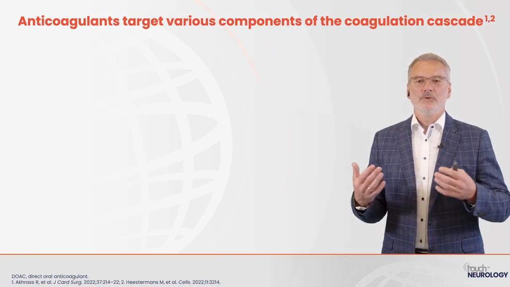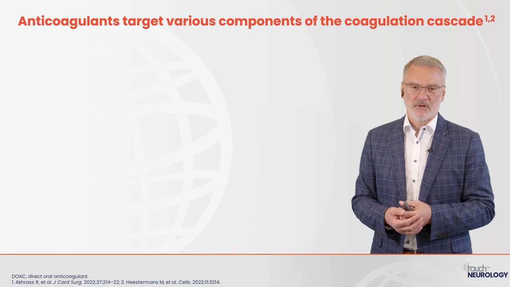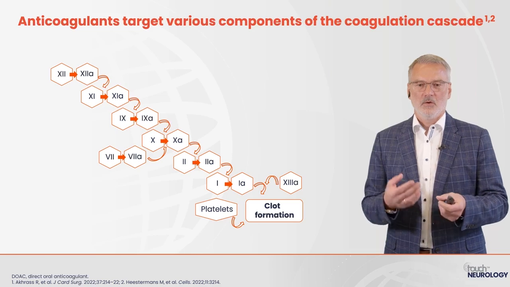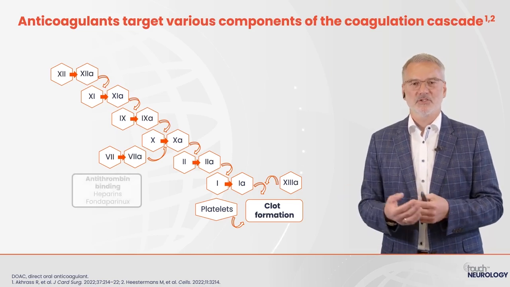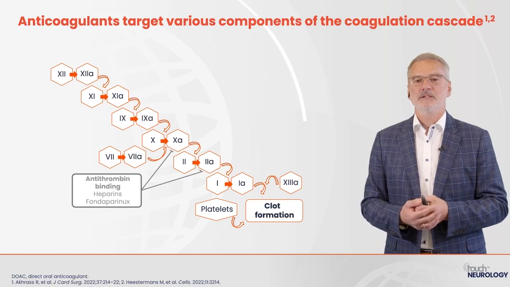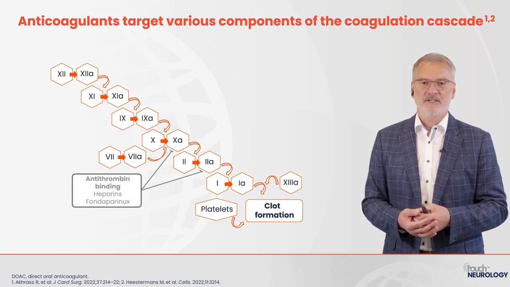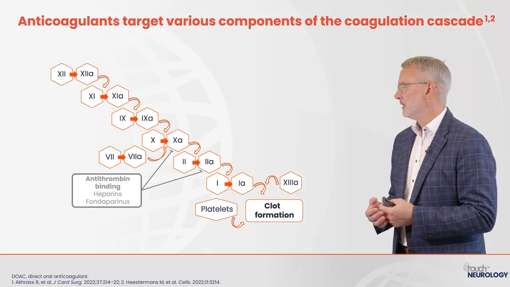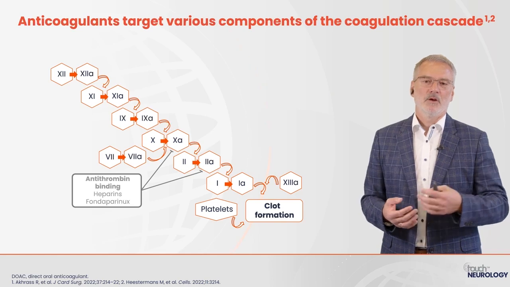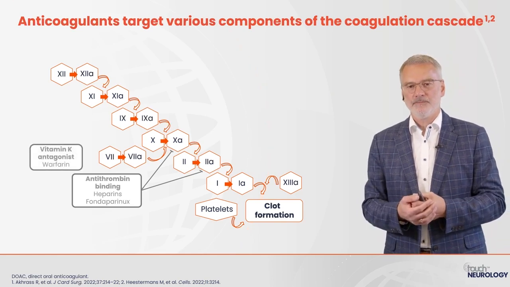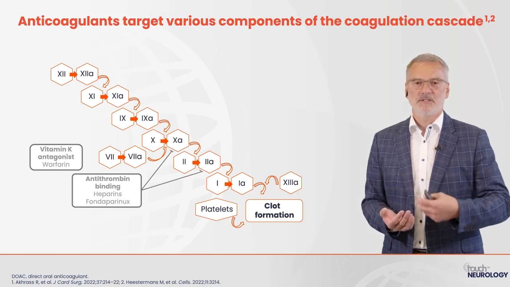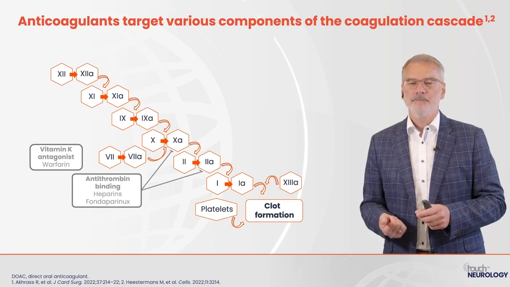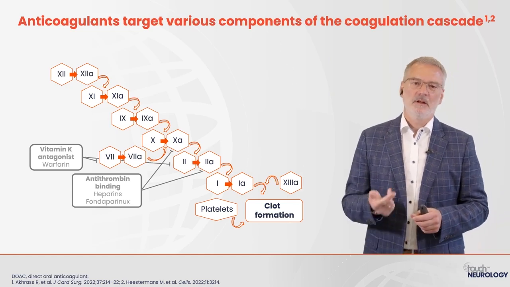As you know, we have various anticoagulants available to us, and they all target different components of the coagulation cascade. When we talk about the parenteral drugs such as heparins and fondaparinux, they target antithrombin and factor 10, and by that inhibit the thrombin activity or factor 2 activity of the coagulation cascade. Vitamin K antagonists such as warfarin inhibit the synthesis and activation of coagulation factors in the liver, specifically coagulation factors 2, 7, 9, and 10.